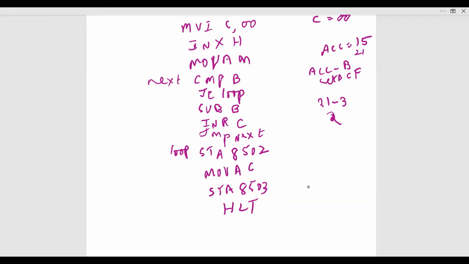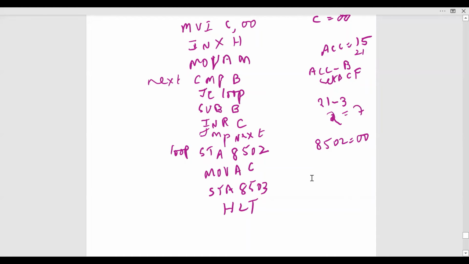So this will be repeated until we get 0 minus 3. Once you get 0 minus 3, the carry flag will be set, and then the value that is in the accumulator will be stored. So what will be the result in the accumulator? 0, because of the last operation. So 8502 contains the remainder, that is 0. And C will be incremented. After all the subtractions are over, the C value will be 7.